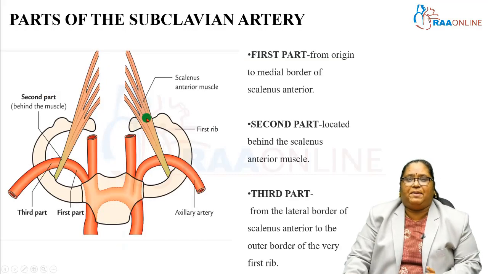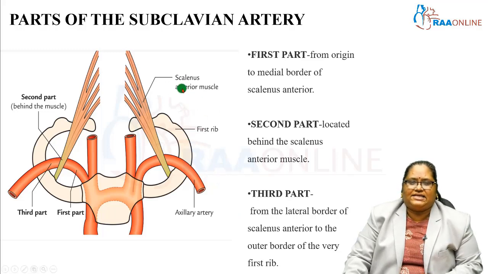Now we will see the parts of the subclavian artery. The subclavian artery consists of three parts: first, second and third. The key muscle that divides the subclavian artery into three parts is the scalenus anterior. The first part is the part which extends from the origin to the medial border of the scalenus anterior muscle. So the first part is from the origin of the artery to the medial border of the scalenus anterior.